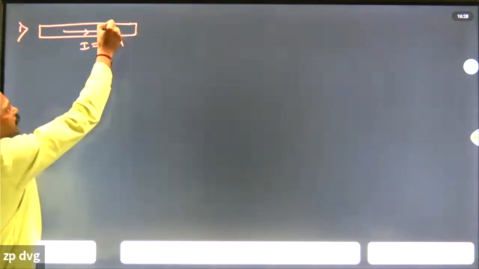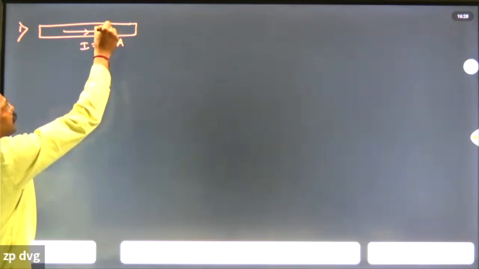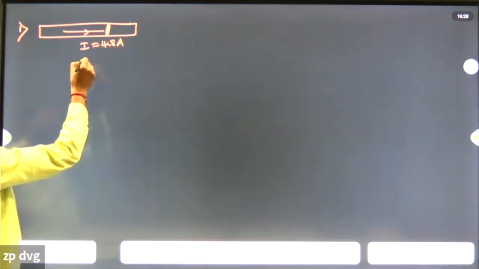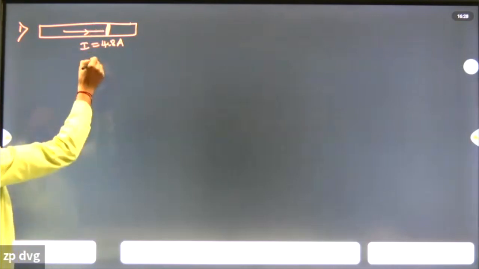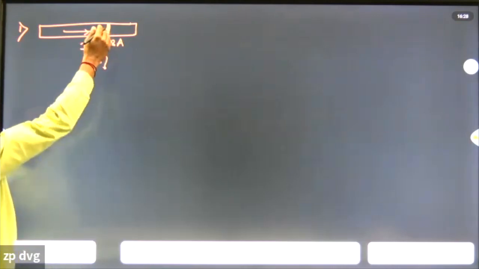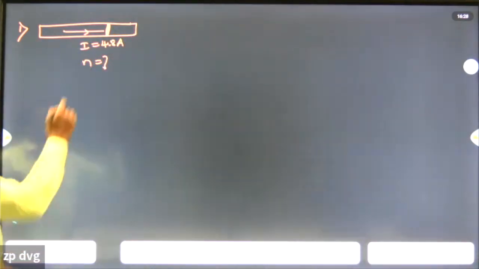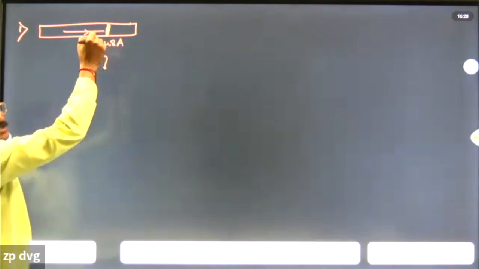So let's take a section here. Let's take some arbitrary section. In this section, we need to find out how many electrons are crossing. Let the number of electrons crossing this section be equal to n. See, what happens here: current is flowing, which means there is a flow of charges. The current is because of the flow of charges. How much charge flows through this section, that's what the question is. So how do we find out?